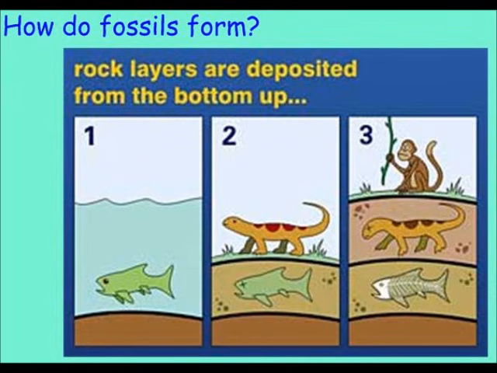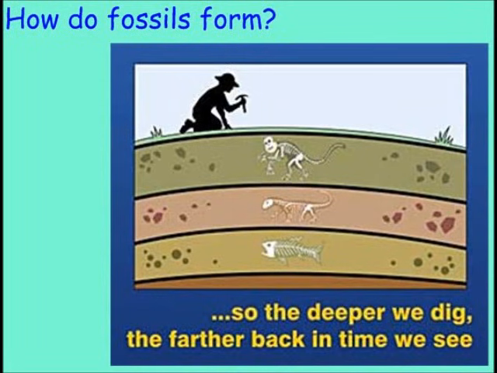The bones of that fish may be preserved in that sediment, either as an imprint or they're actually changing into rock. Then above that, maybe a dinosaur might have died and its bones are preserved. Above that, we have a primate. And so a person looking for fossils would find that the deeper that they dig, the further back in time that they would see. Here we see another illustration of how you might be digging deeper into the earth to go deeper back in time.